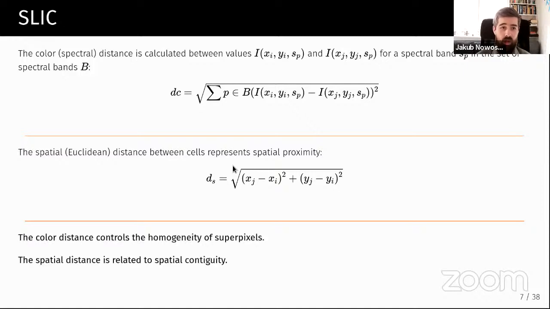And that's why we can also think about those two distances as representing different things. The color distance is about controlling how homogeneous our superpixels are. In other words, how much we care about similarity of colors. While the second one says how much we care about the closeness to the centroid of our cluster.